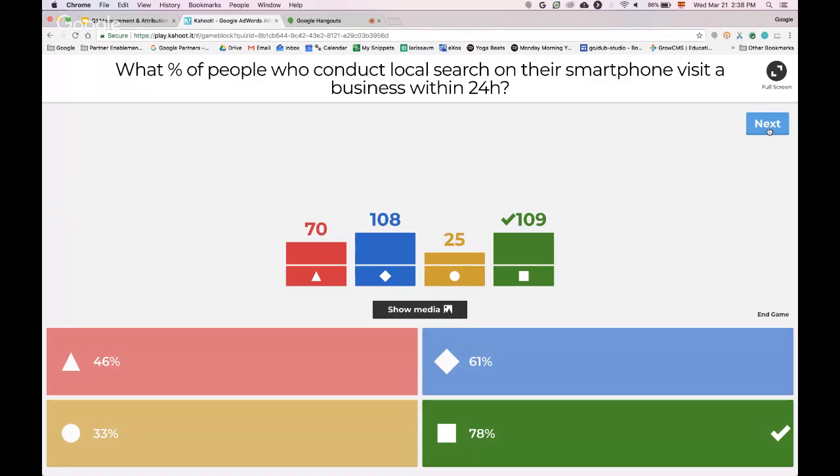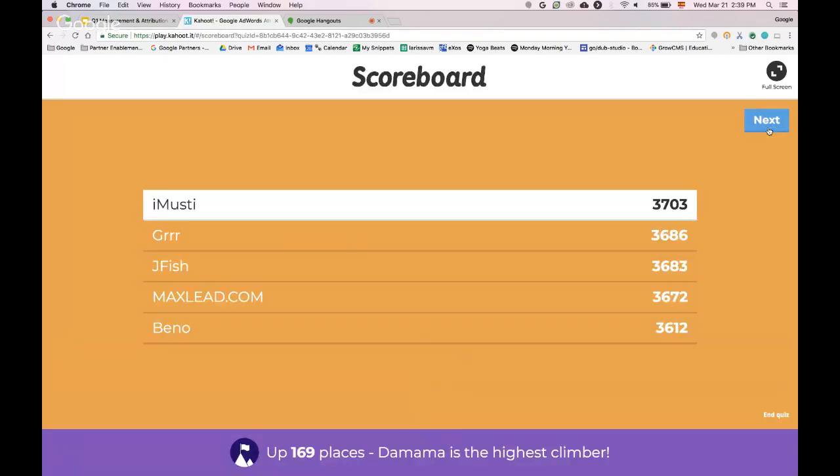It is shocking to have such a big amount of the ads that we see on our phones to actually have a say and drive us to take an action in the actual store, and we should be taking it into account. This is why we will talk about attribution and how to take advantage of these opportunities and behaviors from our clients. Now, I Must See, great job, followed by Guru and Jay Fish, Max Lead and Benno. You can still do it.